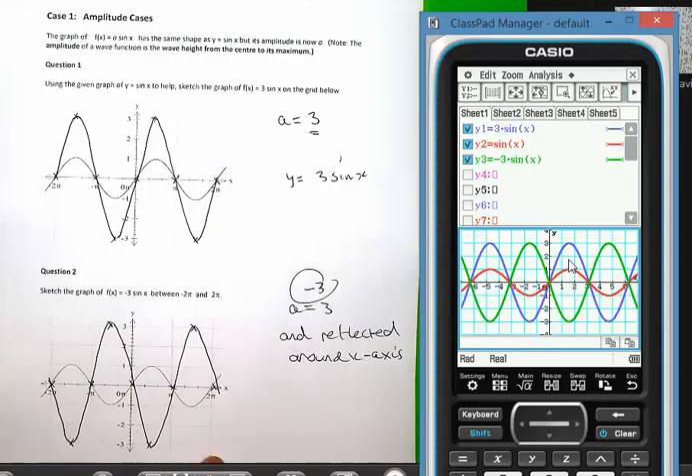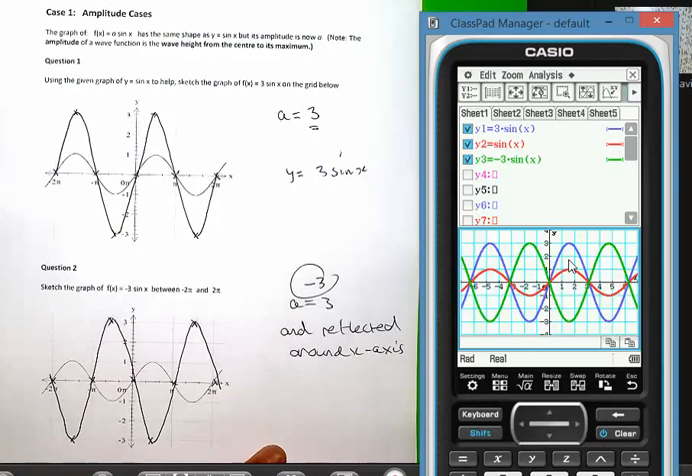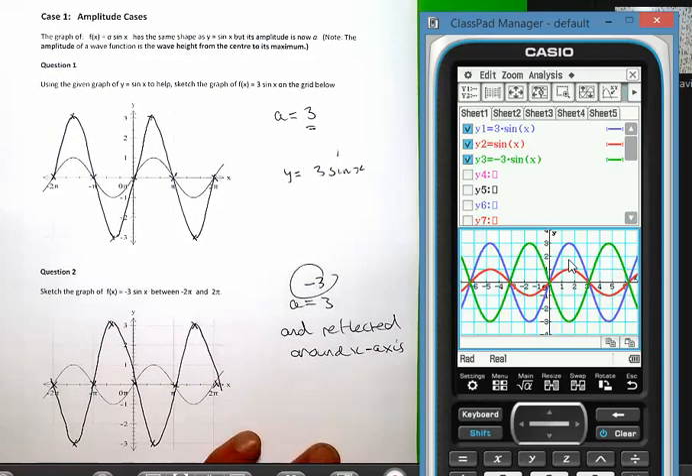around the x-axis. Now as you do these problems, it's a very good idea to make sure that you follow these through with your calculator.